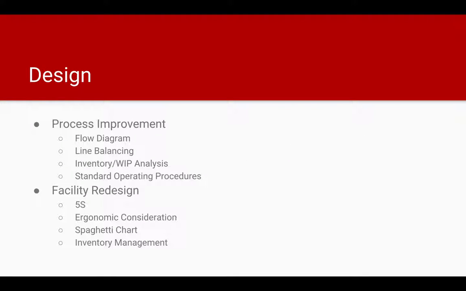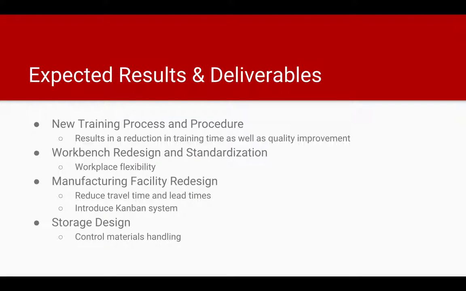Now, for the design, I want to do a process improvement, which will incorporate a flow diagram, some line balancing, some inventory or work in progress analysis in the manufacturing facility, as well as develop standard operating procedures. Next is the facility redesign. This will take into account 5S. I'll use tools like spaghetti charts, ergonomic considerations, and it'll help control inventory management.